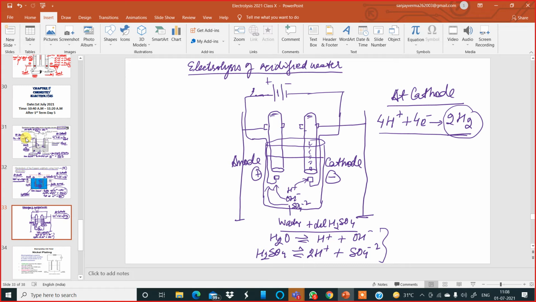It goes and gets collected over here. There is hydrogen gas getting collected over here. Okay, 2 molecules.